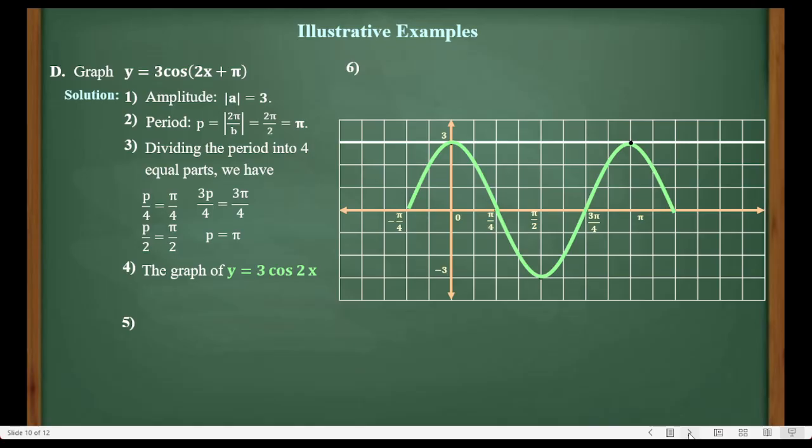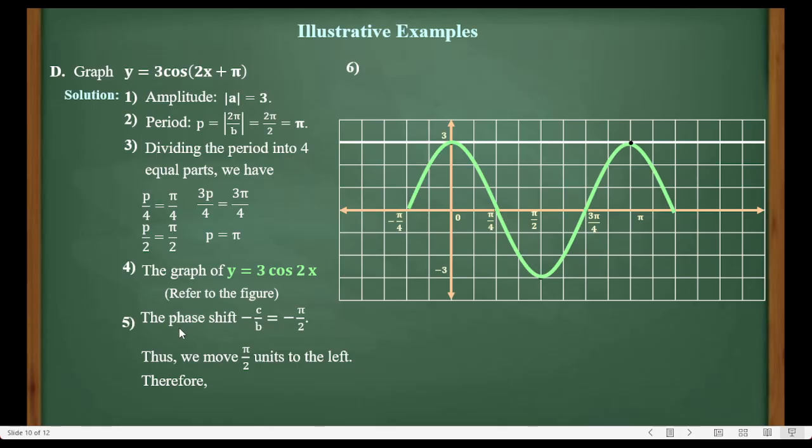Then next, step number 5, we now determine its horizontal translation value or the phase shift value, which can be determined by the formula negative C over B, where C is the constant term inside the parentheses and B is the coefficient of x. So that is negative of pi over 2. So the value of phase shift is negative. What does this mean? It means that the graph of the mother function is to be moved pi over 2 units to the left.